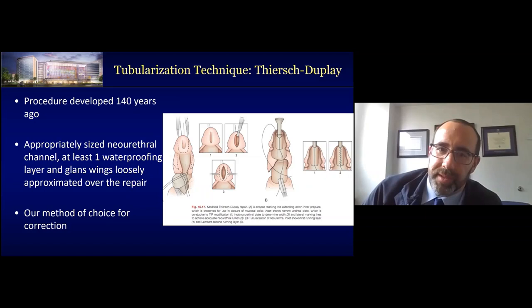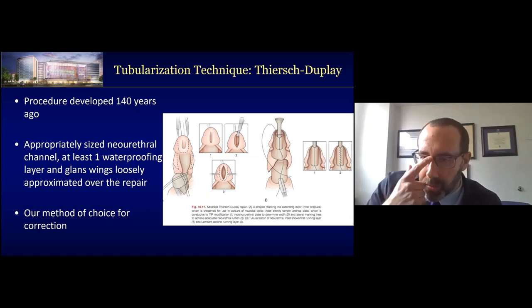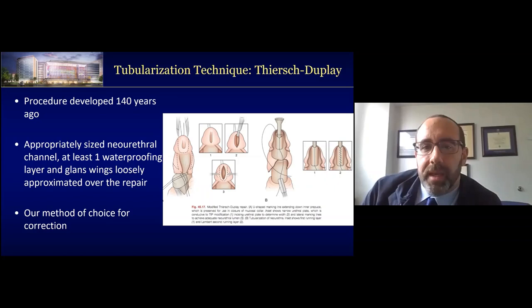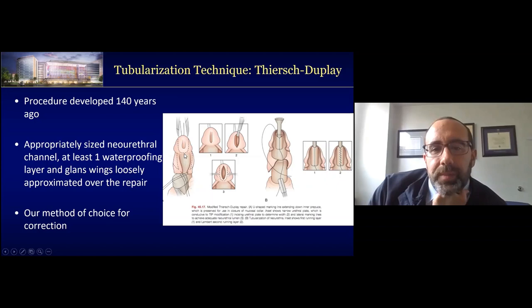I was going to start with the one that we use the most, the CHOP. This is a tubularized incised plate repair, developed over 140 years ago. It's been around for a long time. And basically what you see in this illustration is you're creating a U-shaped incision on the ventral aspect of the penis around where the urethra is going to be, and that's what you're going to close. You see this illustration on the right where they're suturing this area closed.